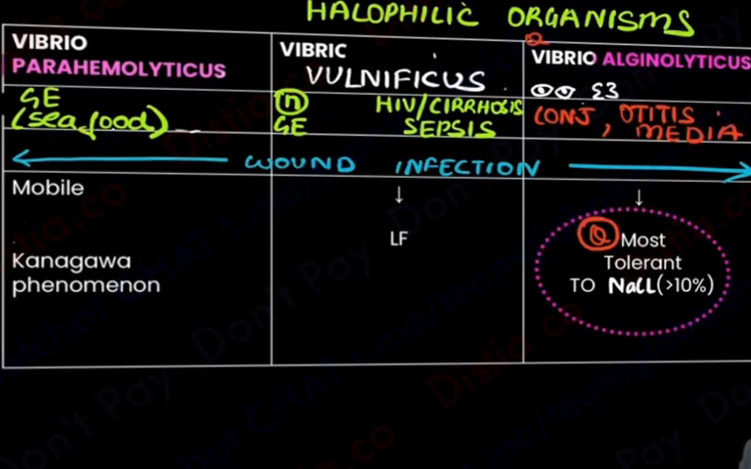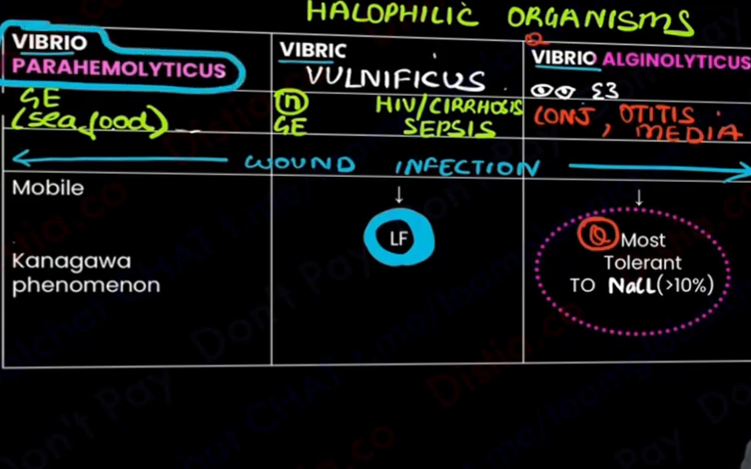Now, which out of these? I already told you all the Vibrios are non-lactose fermenters. The only Vibrio that can be a lactose fermenter is vulnificus. Little bit rattaa you will do, vulnificus can be lactose fermenter. Now coming to parahemolyticus, because this is going to get me the maximum questions.